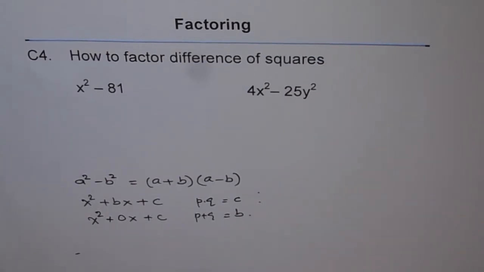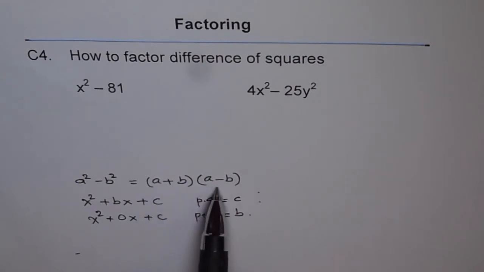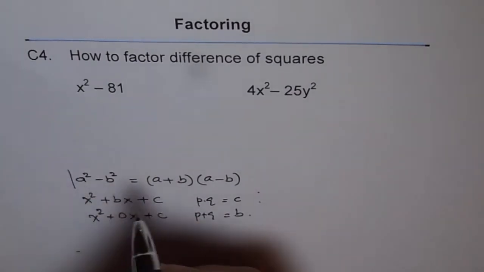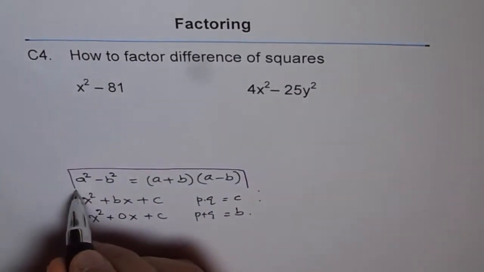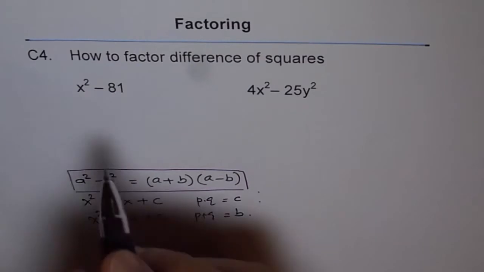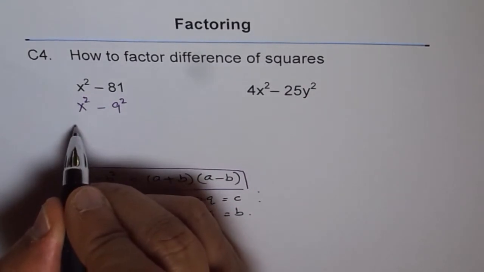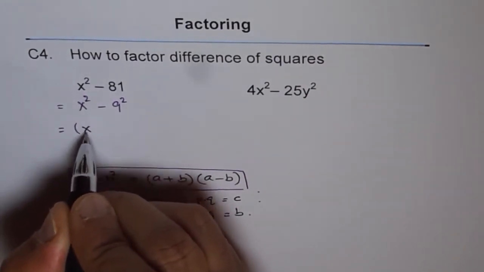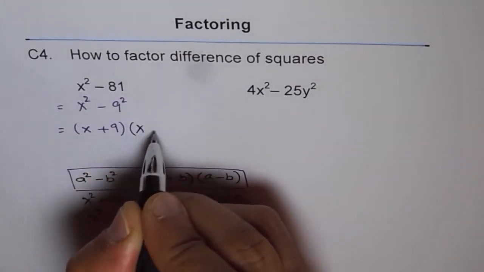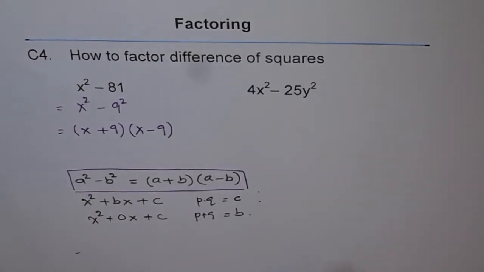Well, let's go with the standard way, and that is difference of square: a square minus b square is equal to a plus b times a minus b, right? So we'll use this formula to factor these. So here we could write this as x square minus 9 square, and therefore we could write this as equal to x plus 9 times x minus 9. Okay? So that is the factoring of x square minus 81.